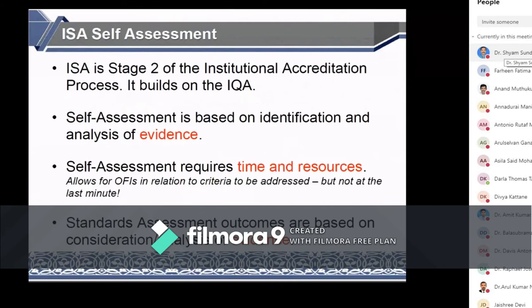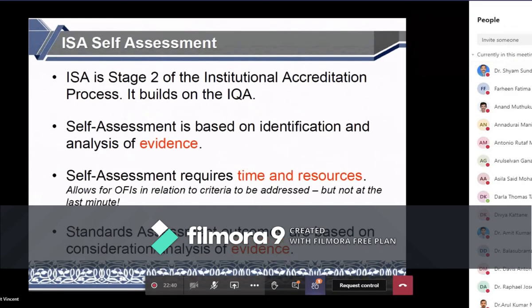Now let me focus on the key components involved in our ISA documentation. The first one is the ISA self-assessment. As you are aware, we are in stage 2, which is the institutional accreditation process. This builds up on the institutional quality audit, which took place in the year 2010. So we are building up. All those recommendations, affirmations, and commendations of the IQA that went through in 2010 must be addressed. There should be a mechanism, there should be a process.